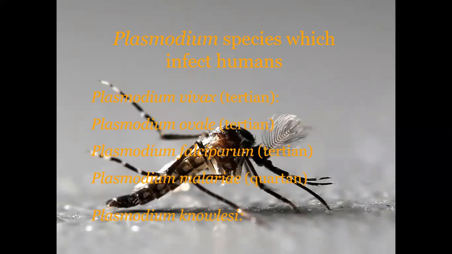Now these are the protozoal species by which malaria is caused. These are the Plasmodium species which infect humans: Plasmodium vivax, Plasmodium ovale, Plasmodium falciparum, Plasmodium malariae, Plasmodium knowlesi.